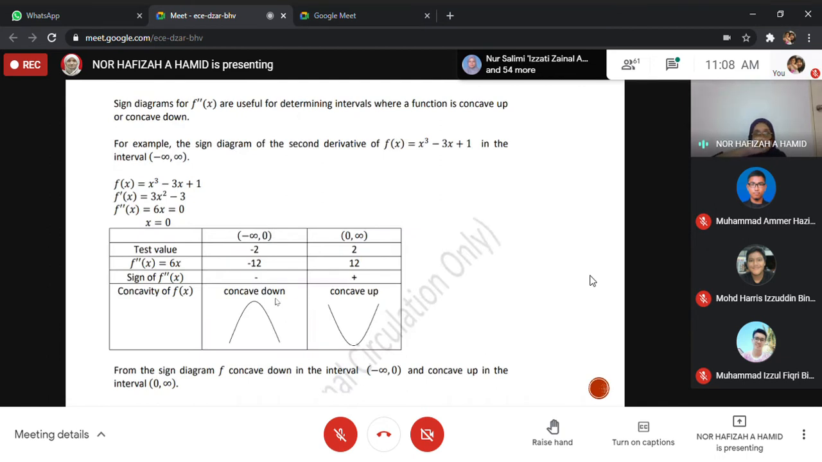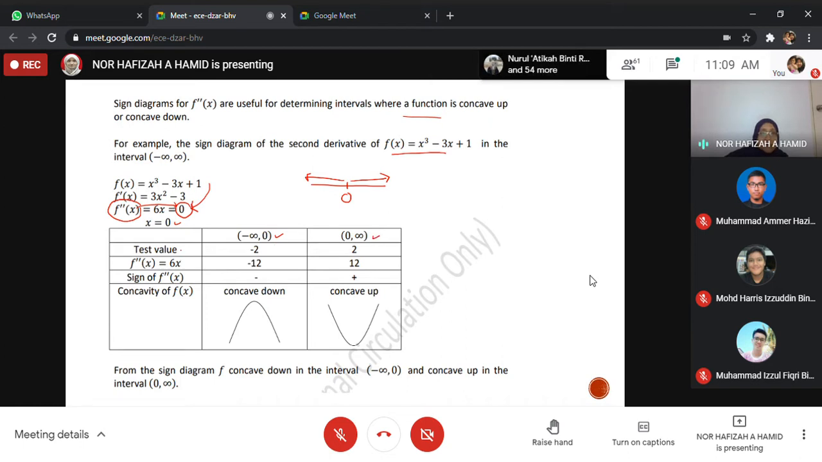So to determine intervals where the function is concave up or concave down, for example, we have function f(x). To determine the intervals, we can use f double prime. So set f double prime x equal to 0 and you will get the value of x. From this value of x, you can form intervals. First, you choose less than 0, another one is greater than 0. So less than 0 is negative infinity until 0, and greater than 0 is 0 until infinity.